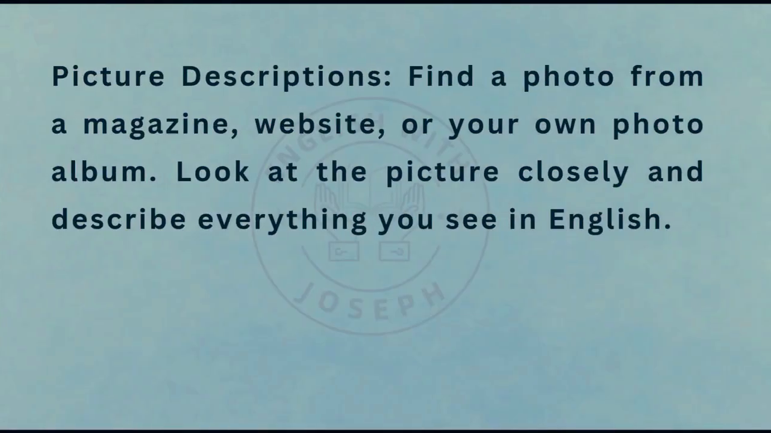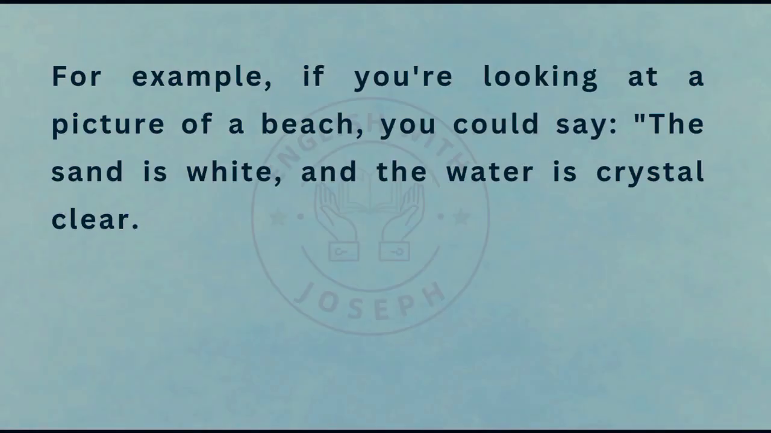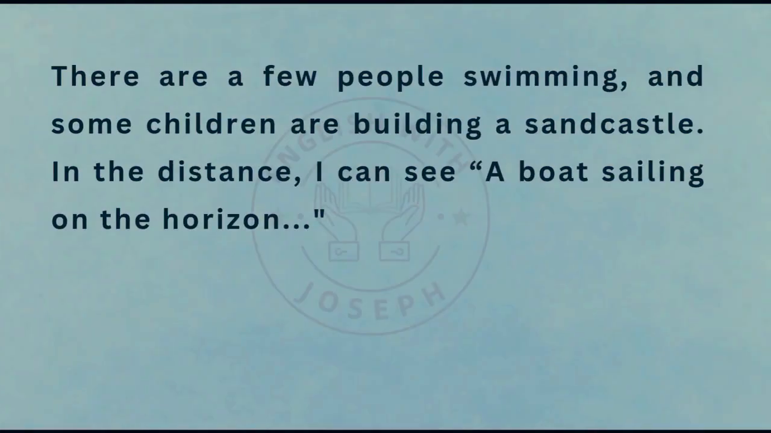Picture descriptions. Find a photo from a magazine, website, or your own photo album. Look at the picture closely and describe everything you see in English. For example, if you're looking at a picture of a beach, you could say, "The sand is white and the water is crystal clear. There are a few people swimming and some children are building a sand castle. In the distance, I can see a boat sailing on the horizon."